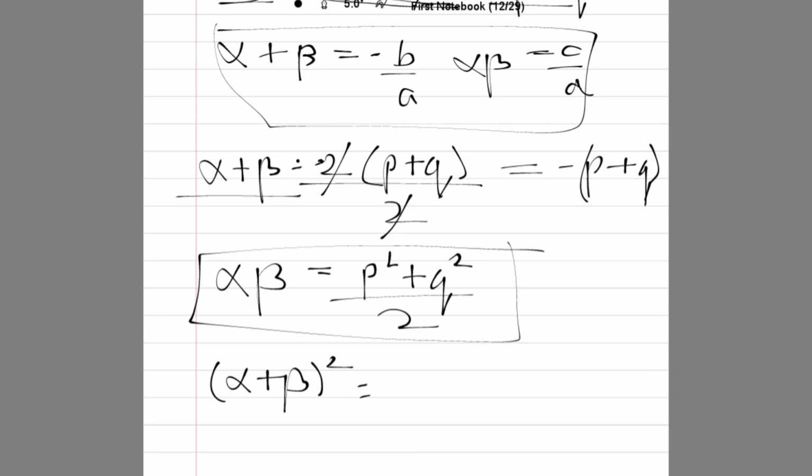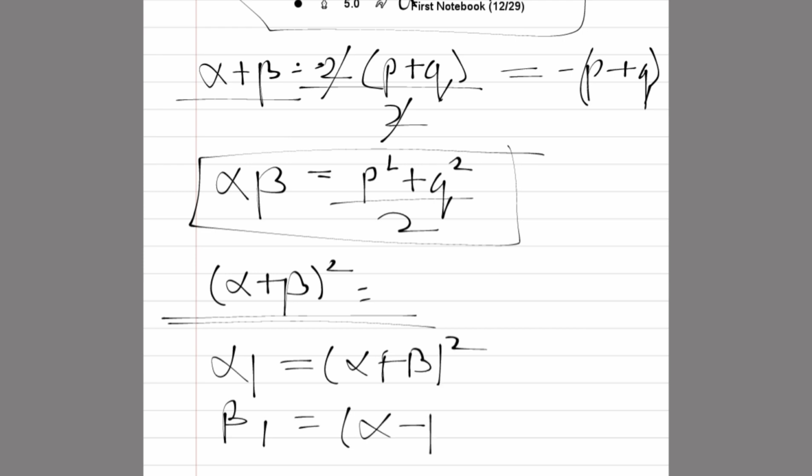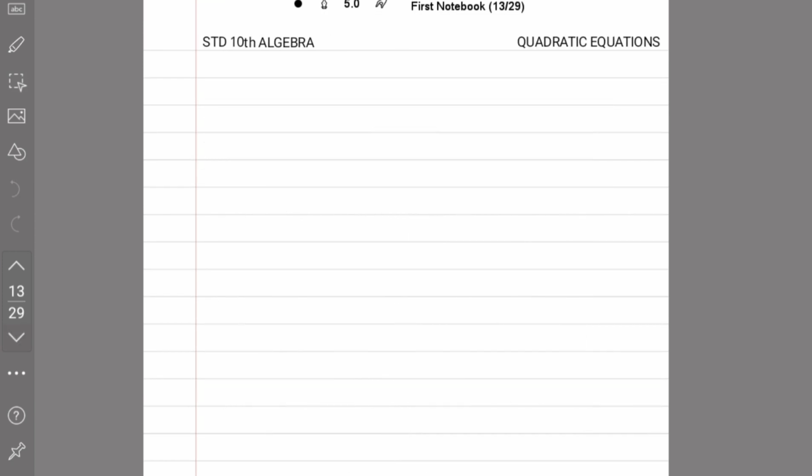Now before I start finding these roots, can we name them something? We know the original roots are alpha and beta. So for the new quadratic equation, we can name the roots alpha 1 and beta 1, right? These are the new roots of our equation which we have to find. So alpha 1 will be alpha plus beta whole square, and beta 1 is alpha minus beta whole square. These two terms we have to find, and for that we know alpha plus beta, that is minus p plus q, right?